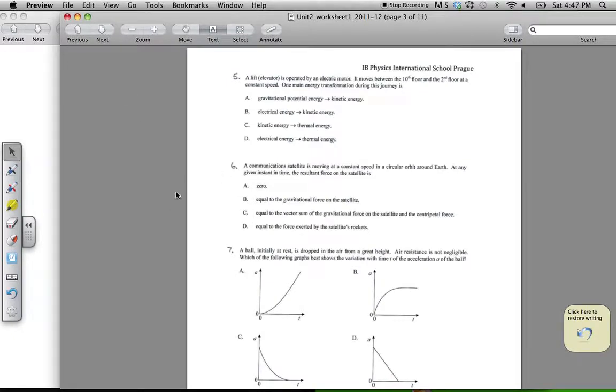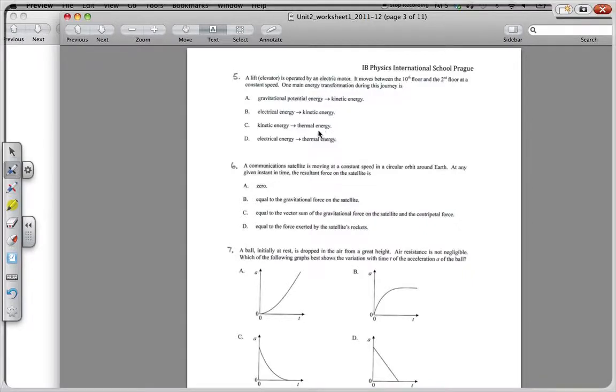Going on to number 5, where we have a lift operated by an electric motor. It moves between the 10th floor and the 2nd floor, so it's going down floors at a constant speed. One main energy transformation during this journey is... Now, as it's going down, it's going to be one of these two. We're going to have to decide between them.